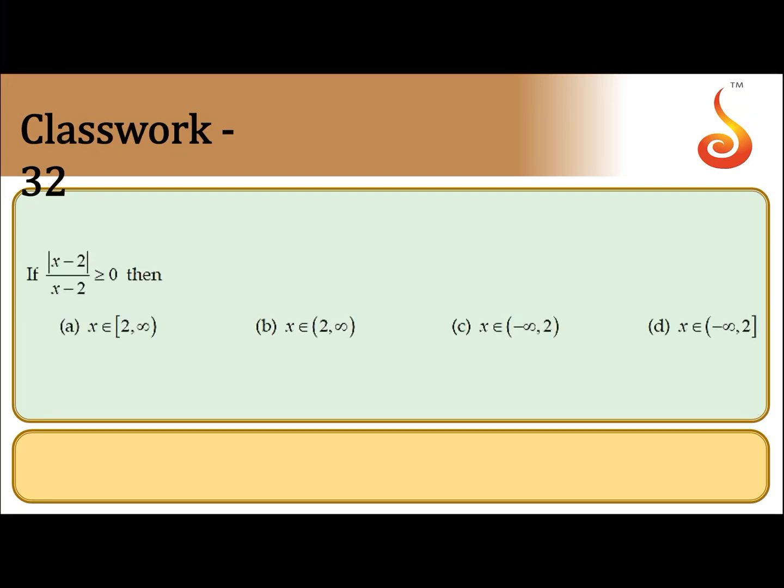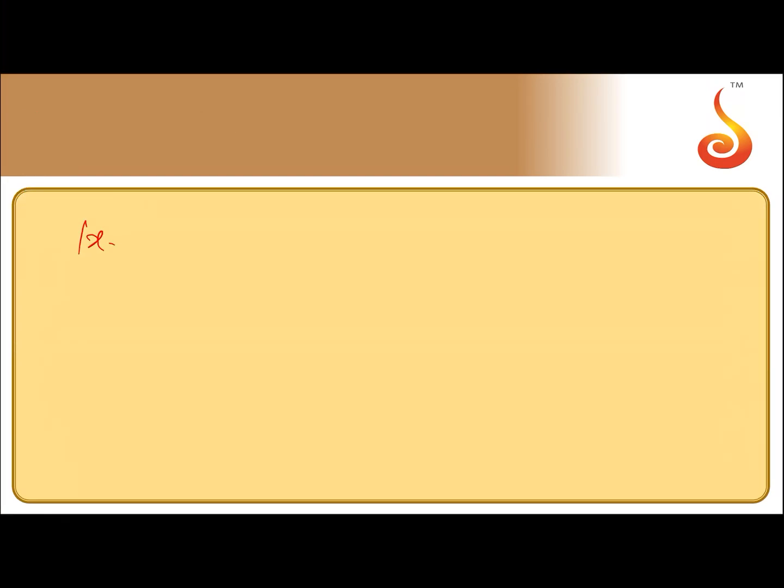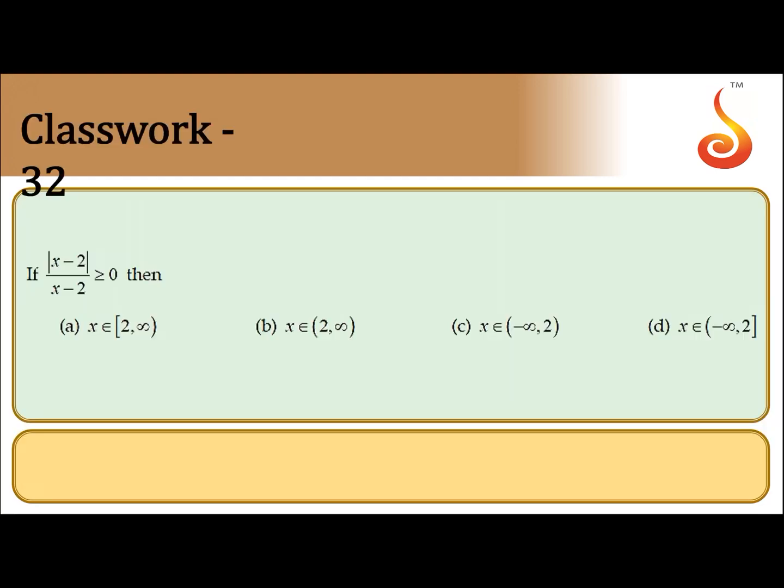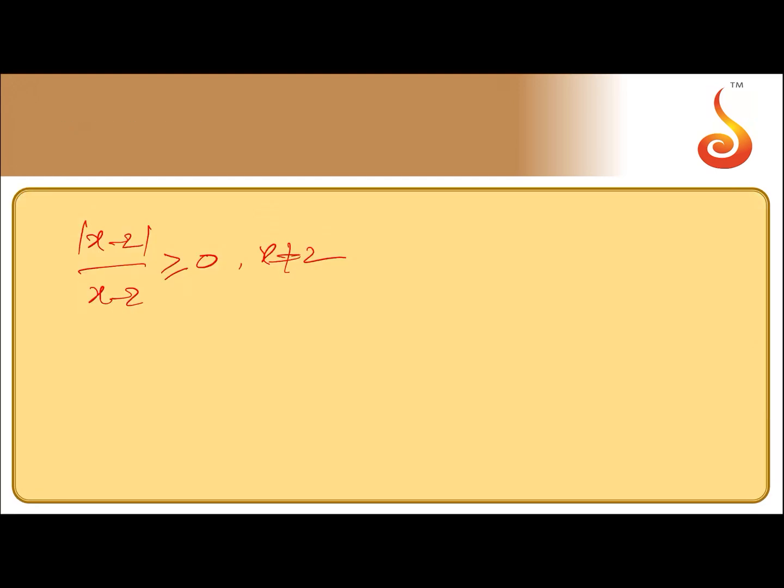Coming to the next one. Modulus of x minus 2 divided by x minus 2 greater than or equal 0. Since it is greater than or equal 0, modulus of x minus 2 divided by x minus 2 greater than or equal 0, definitely x cannot be equals to 2. At the same time, when I take up modulus of x minus 2, it is x minus 2 if x is greater than or equal to 2, that is equals to 2 minus x if x is less than 2.